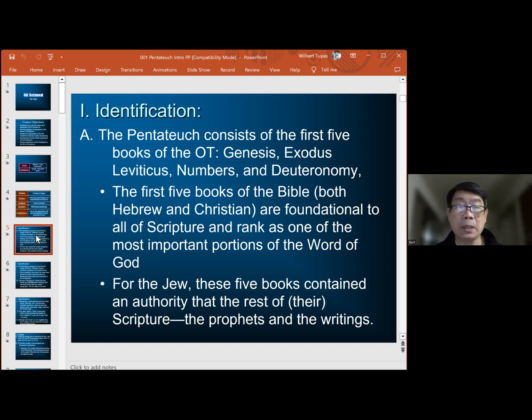Ito yung instruction sa kanila. So evidence kung bakit importante sa kanila, even during exile, it was the books of Moses that they frequently read in the synagogue. So whenever they go, they always read the Torah. So itong pinaka-importante sa kanila. So it means teaching or instructions.